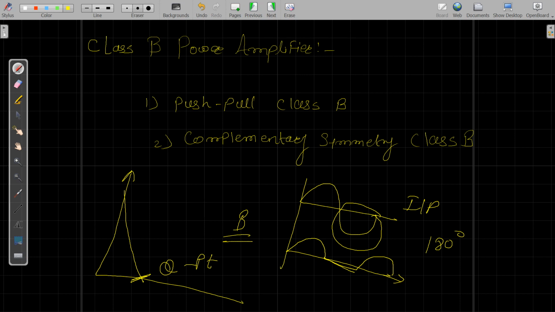Now another type is called the complementary symmetry Class B power amplifier. Here, the two transistors which we are using are a complementary pair. That means if one is PNP, the other transistor should be NPN, and vice versa. Therefore, this circuit is called complementary. And why symmetry? Because the two transistors which we are using are going to have symmetrical biasing. That's the reason it is called the complementary symmetry Class B power amplifier circuit. With this brief, let us start the discussion on your Class B power amplifier in detail.